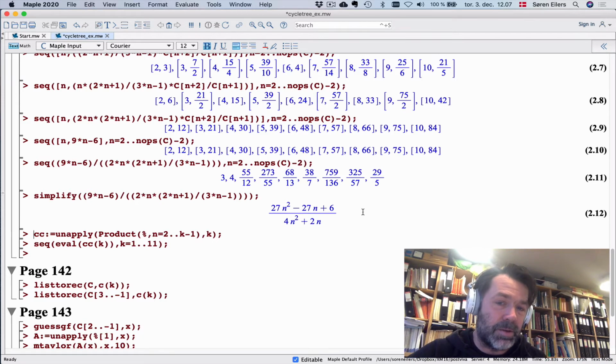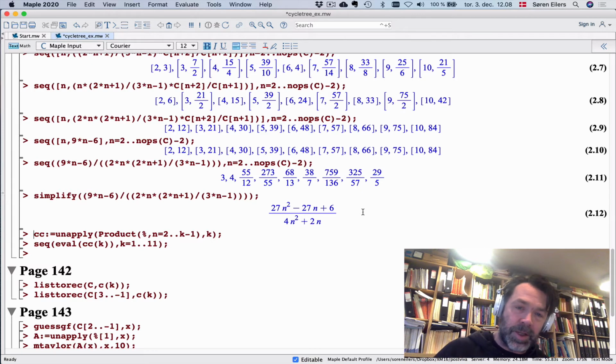I get something that looks like this. So my hypothesis is that the successive quotients between the Cn's is this expression, which is a rational expression with a quadratic expression in both the numerator and the denominator. And then, if my hypothesis is that the successive quotients is this fraction, I can go back to an expression for the original numbers by multiplying them together.